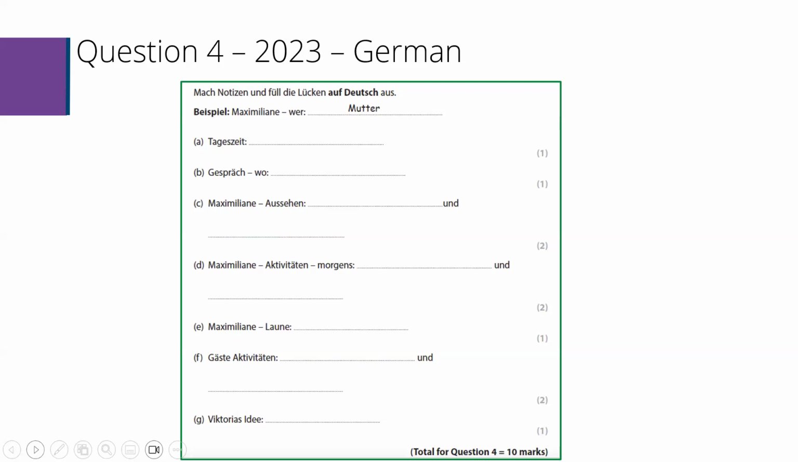Notice as well that some of those questions are two-part questions. So, you know, Maximilian activities in the mornings. So we want morning activities. And again, that needs to be pointed out to students. Okay, so where we've got the "and", we're looking for two things.